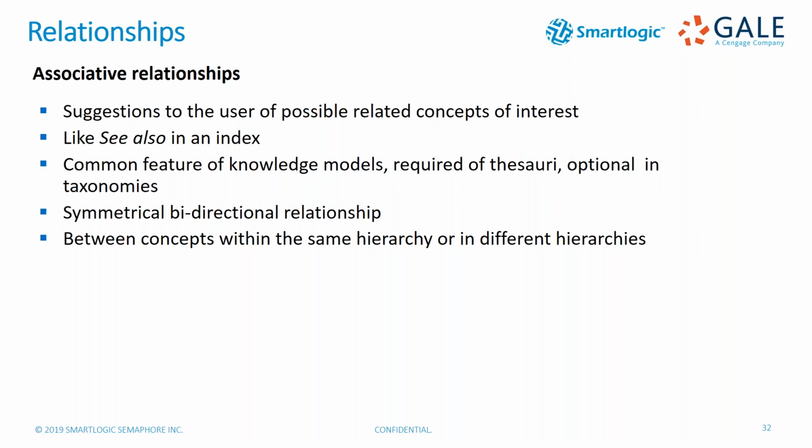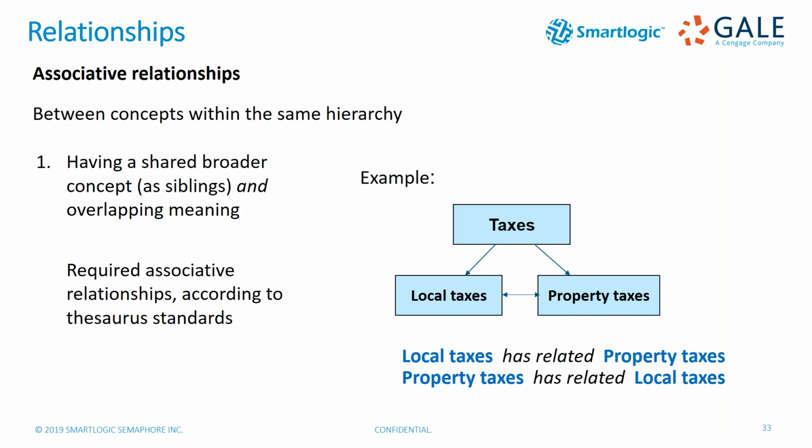It can be between concepts in the same hierarchy or different hierarchies. We've seen this example in the same hierarchy, especially sharing the same broader concept. If two concepts have the same broader concept, but they have overlapping meaning, here I say they're siblings because they have the same parent, then the standards recommend that you create the relationship. There's a lot of overlap between local taxes and property taxes because most local taxes are property taxes and most property taxes are local, but not all. So this is a good candidate for pointing out to the user that these are related concepts.